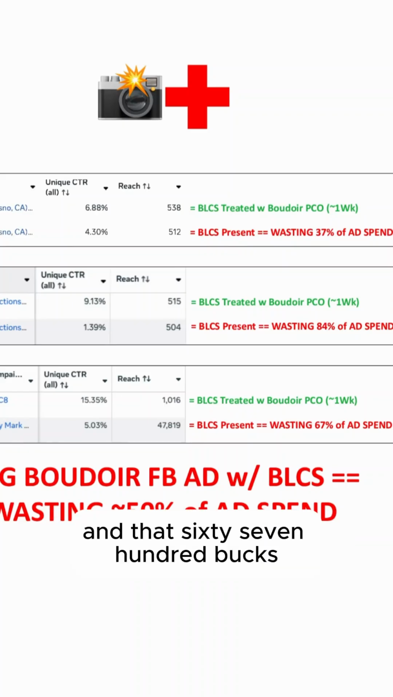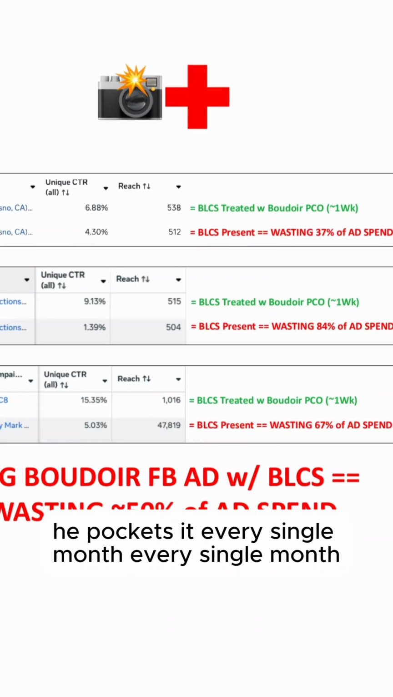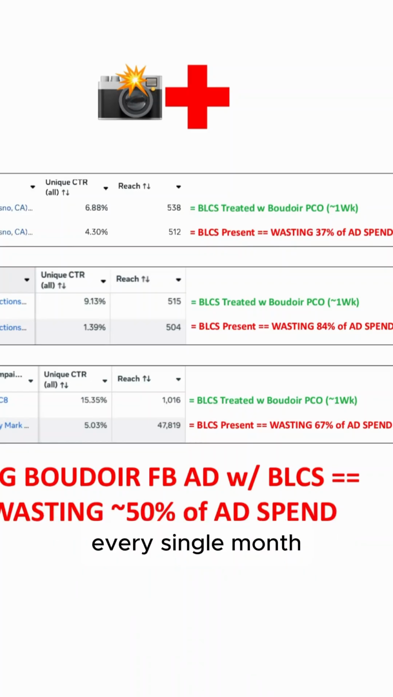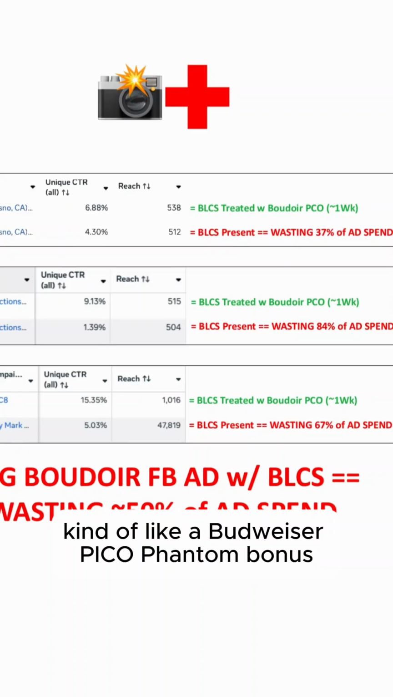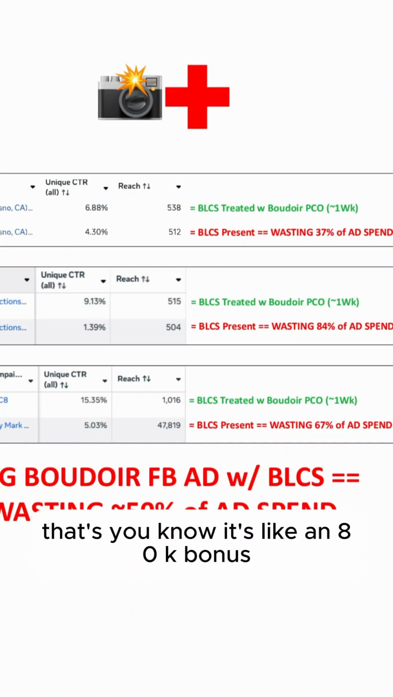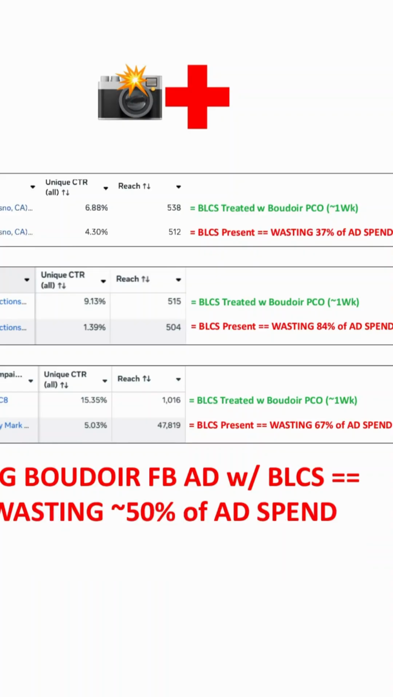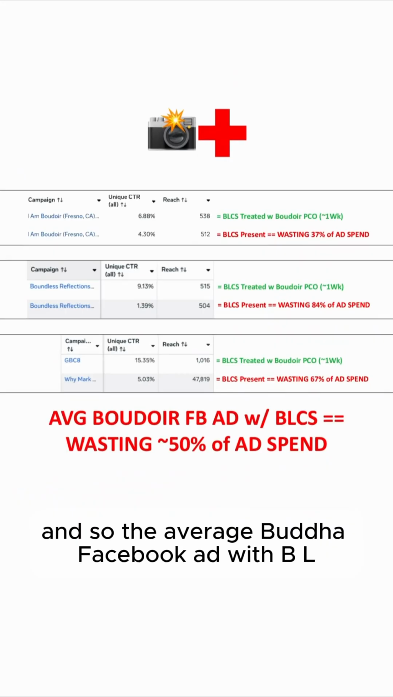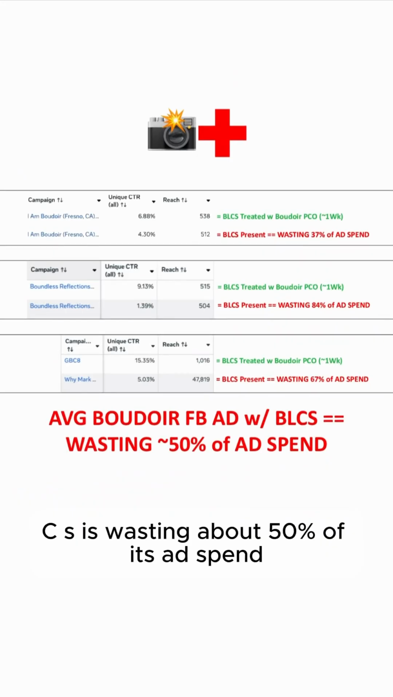And that $6,700 he no longer has to spend. He pockets it every single month, every single month, every single month. Kind of like a Boudoir Pico phantom bonus. And at the end of the year, after 12 months, what's that? It's like an 80K bonus. Literally, 80K bonus. And so the average Boudoir Facebook ad with BLCS is wasting about 50% of its ad spend.